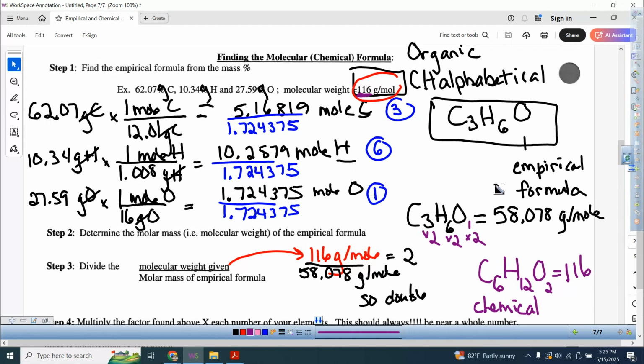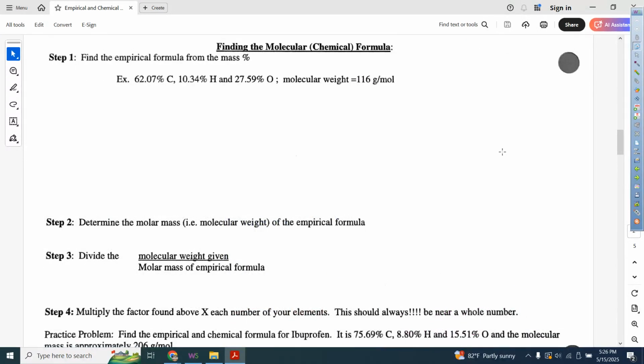Okay, so if the empirical formula matches what I give you, then the empirical formula and the chemical formula are the same. If it doesn't match, then they're different, and you need to take the weight that I give you in the problem divided by the weight of your empirical formula, and that will give you a factor to multiply by your original subscripts.